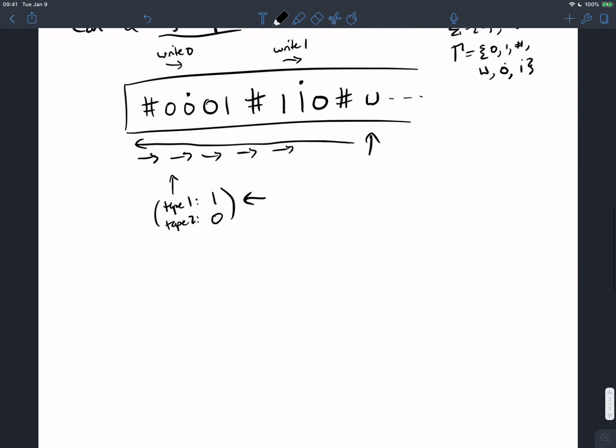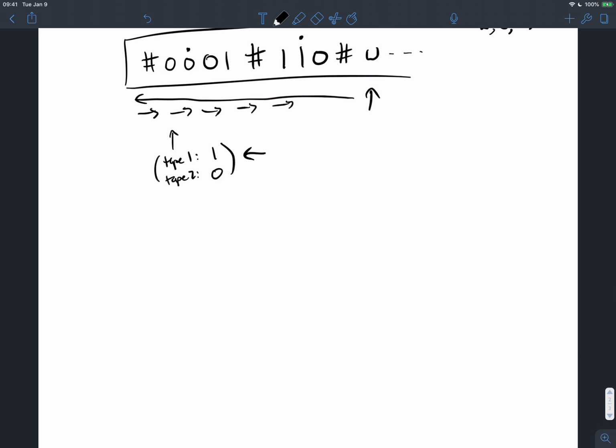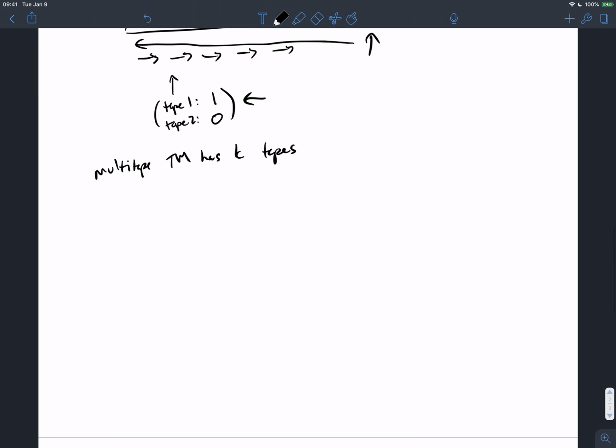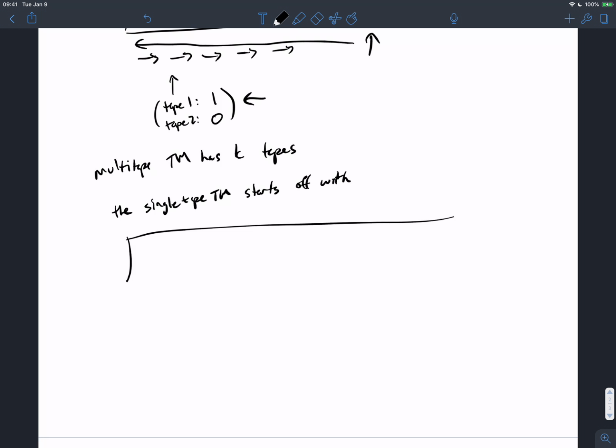So let's try to make this a little bit more formal. Let's say that the multi-tape TM has K tapes, and remember that tapes 2 through K start out empty, but the input is on tape 1. So the single tape TM starts off with, and what does it start off with?